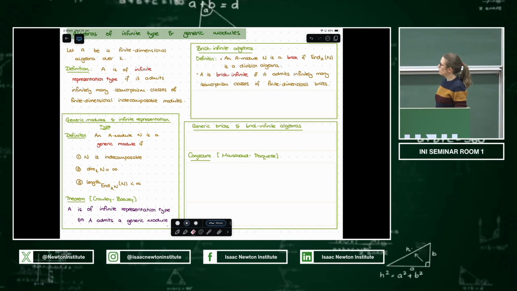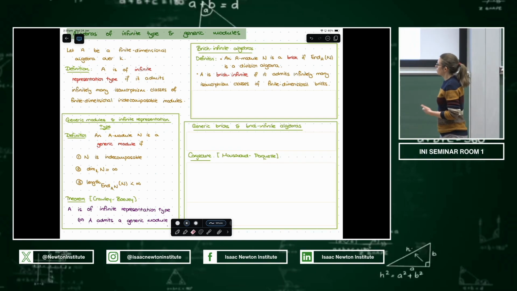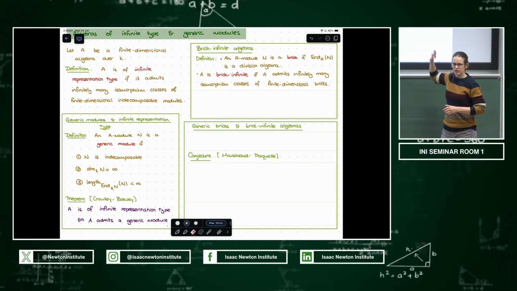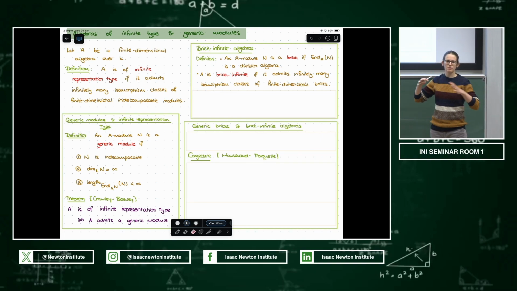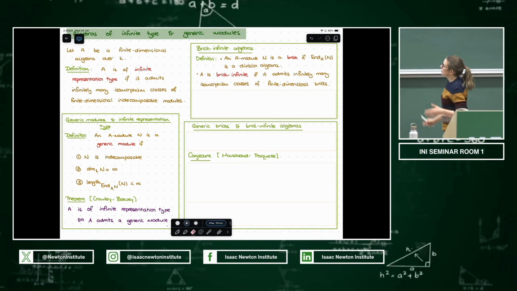So I guess what representation theorists might be interested in is algebras that are of infinite representation type. So they're kind of harder, but they're still brick finite. And that would give them some control over this previously bad, hard class of algebras. So they're interested in a criteria for knowing when an algebra is brick infinite.